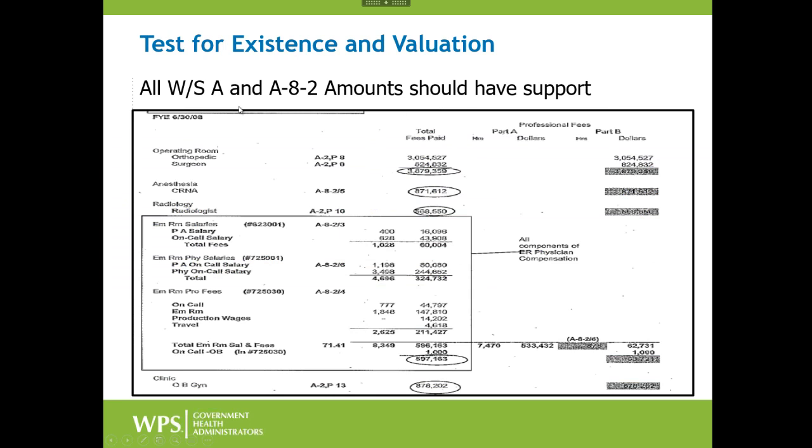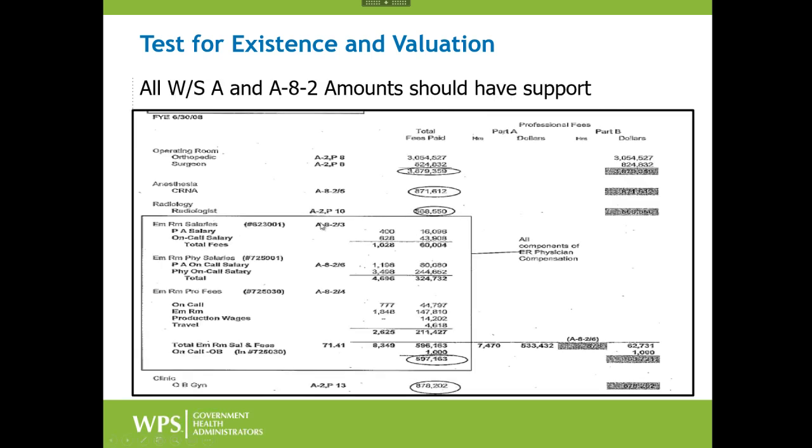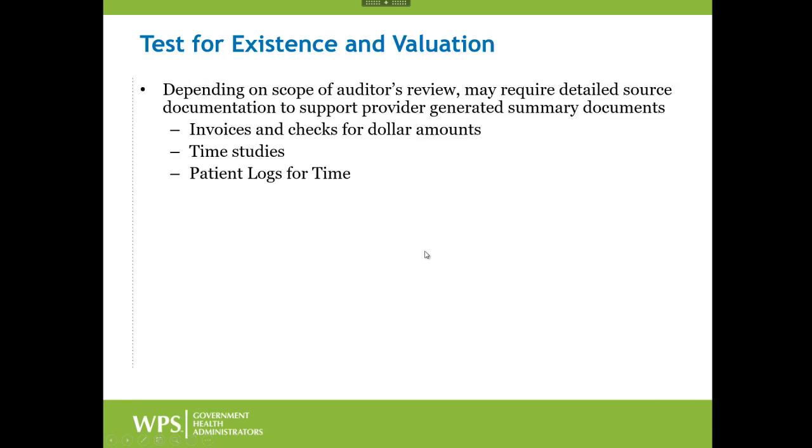But ultimately, all of those should have support ready to go in case it's requested by the auditor. Depending on the scope of the auditor's review, we may require detailed source documentation to support any of those provider-generated summary documents. For example, this document here is provider-generated. We may be asking for detail about certain numbers, so we may need to vouch it down to the source documentation. This could include things like invoices or checks to support dollar amounts, time studies, and patient logs to support time.